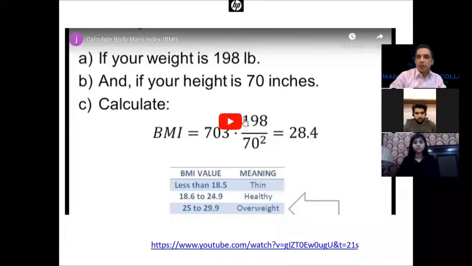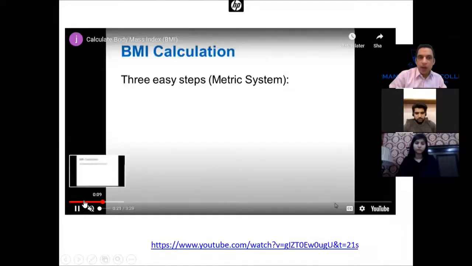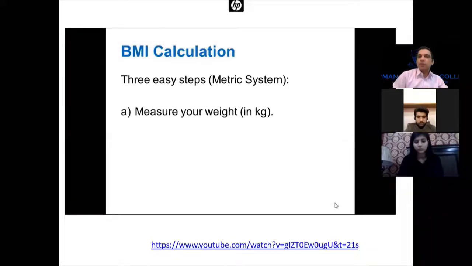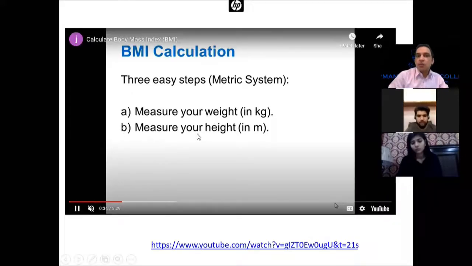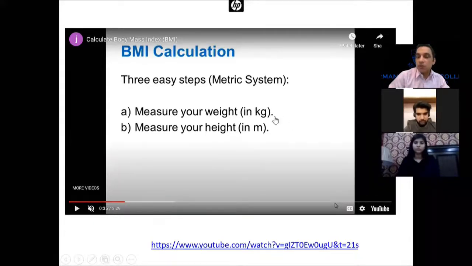Okay, so let me start with the first thing, how you can calculate the body mass index. I have muted the YouTube video because I will be speaking on behalf of the video with you people. The first thing, you need to calculate the weight in kilograms. That's very important. I told you it's all about putting the right units out there.